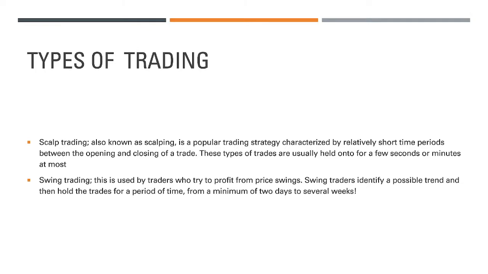So now let's talk about the types of trading, guys. So we have scalp trading and swing trading. Scalp trading, also known as scalping, is a popular trading strategy characterized by relatively short time periods between the opening and closing of a trade. These types of trades are usually held onto for a few seconds or minutes at most. Swing trading is used by traders who try to profit from price swings. Swing traders identify a possible trend and then hold the trades for a period of time from a minimum of 2 days to several weeks.